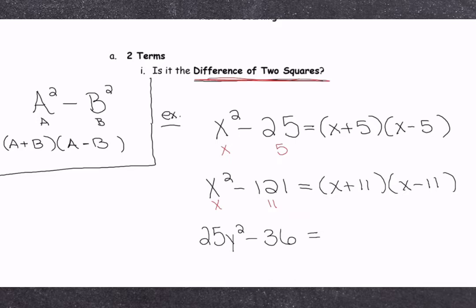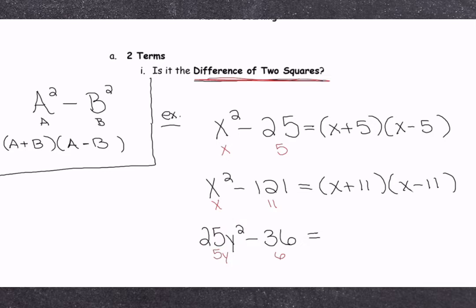And can I take the square root of each one of the terms? In this case, yes. The square root of 25 is 5. The square root of y squared is y. The square root of 36 is 6. So I took the square root of this first term, which was 5y, and I took the square root of the second term, which is 6.